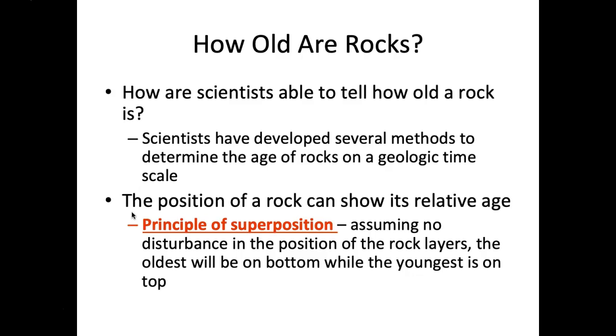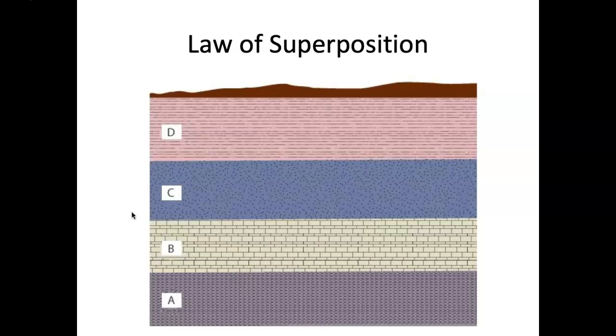The first type of dating a rock is known as the principle of superposition, meaning that you can assume that there's going to be no disturbance in the position of the rock layers. So when that assumption can be made, the rock that is the oldest will be on the bottom and the rock that is the youngest will be on top. Here's a picture of that.